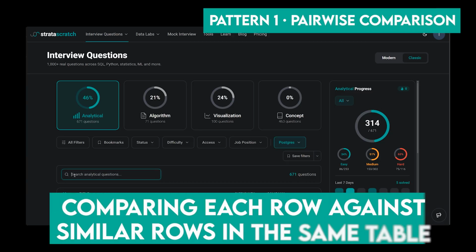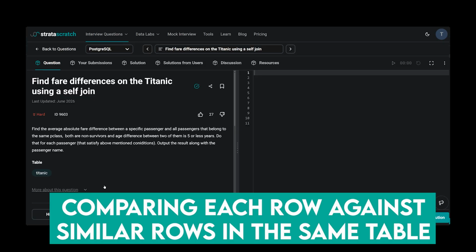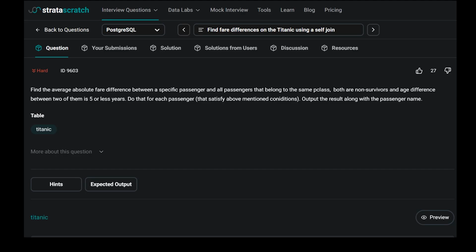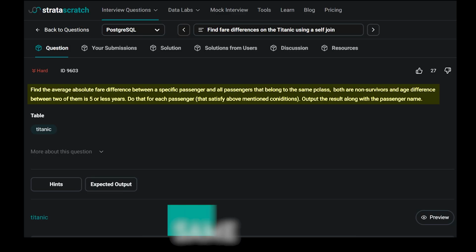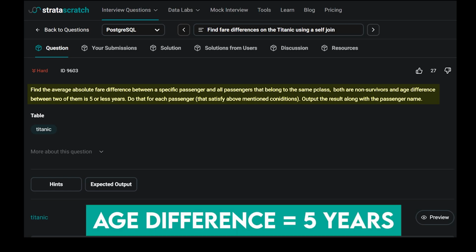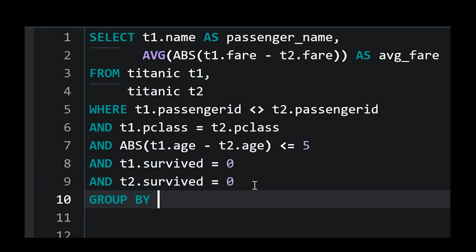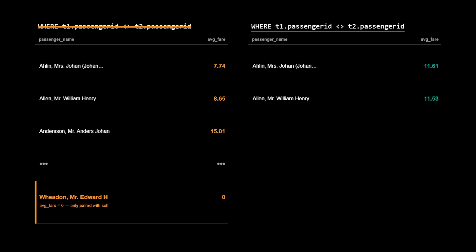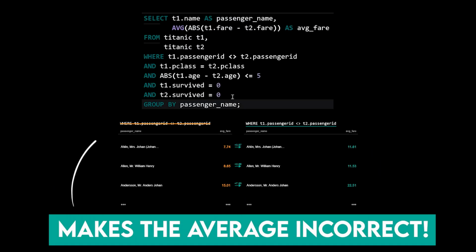Pattern 1, comparing each row against similar rows in the same table. This is the Titanic question from the intro. Hard difficulty. Full version, find the average fare difference between each non-surviving passenger and every other non-survivor in the same class within 5 years of age. Same table, alias twice, matched on class and age. Forget passenger ID not equals passenger ID, and every passenger pairs with themselves, a fare difference of exactly 0, which drags the average straight down.